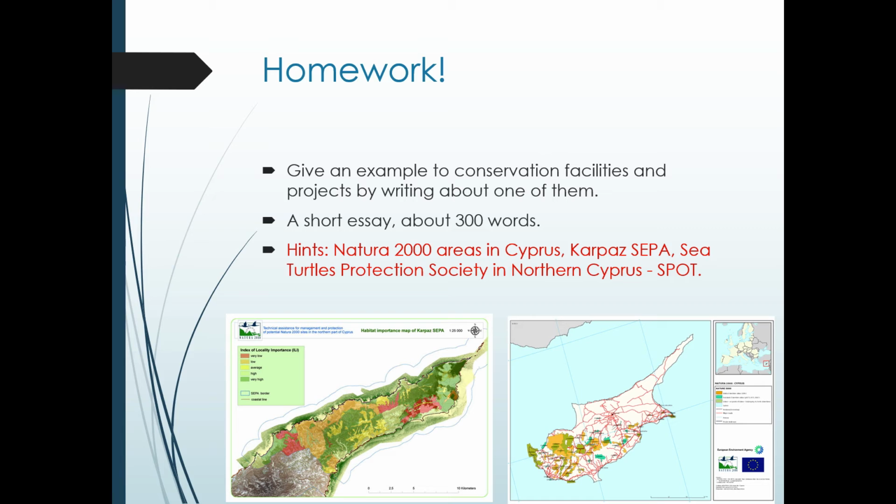But a few hints I will give you. If you Google these, I'm sure you will find a lot of information about them. For example, Natura 2000 areas in Cyprus. Natura 2000 areas are actually not on our side. It's on the Greek side, because Natura 2000 is done by the European Union. They are areas designated as conservation sites by the European Union. So we don't have them because we are not in the European Union, but the Greek side has. So you can check that out.